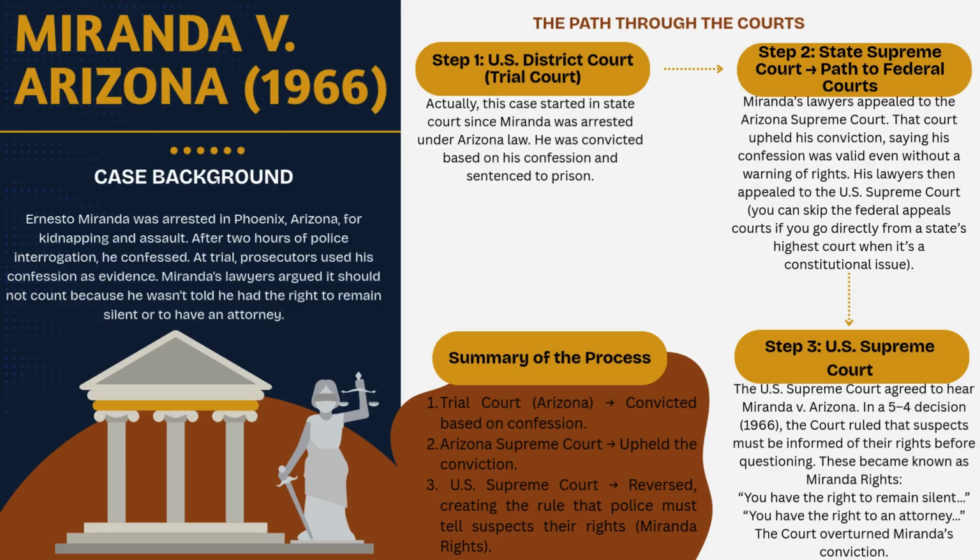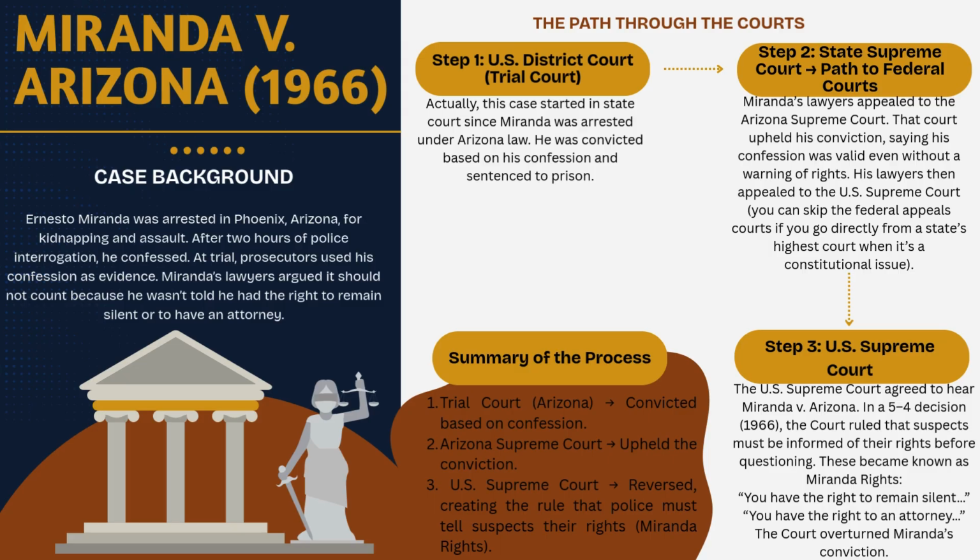But the path through the courts, so what happened for this court case: it started through the district court, which was the trial court, but actually it started in the state court since Miranda was arrested under Arizona law. He was convicted based on his confession and sentenced to prison. So, although typically you would start in your district trial court, he actually went to a state court instead. And then step two, the state Supreme Court, which was a path to the federal courts.